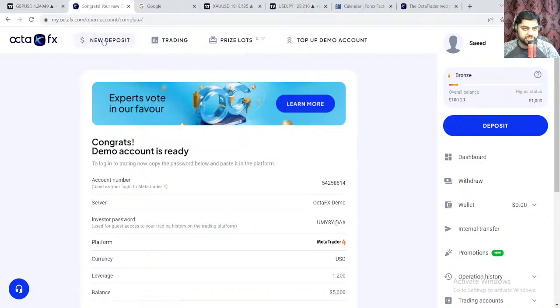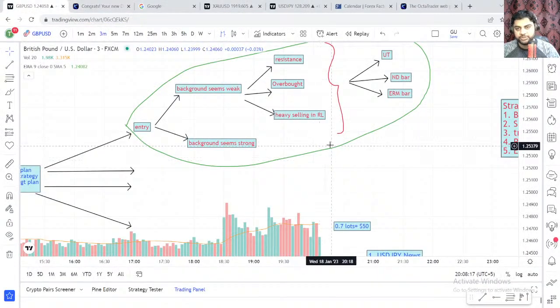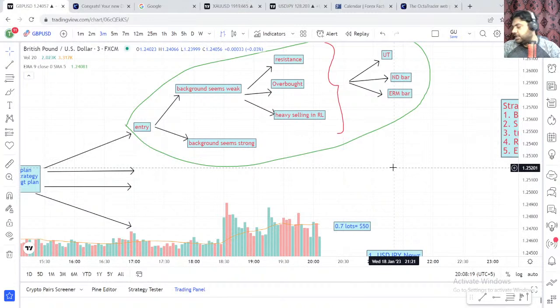You go to new deposit. Just go to new deposit and make a deposit over here. Very easy, extremely easy. Just open an account and go to this new deposit. I hope you can understand this very well, and it's extremely easy, believe me. Okay, so guys, next one. And withdrawal is also easy, believe me.